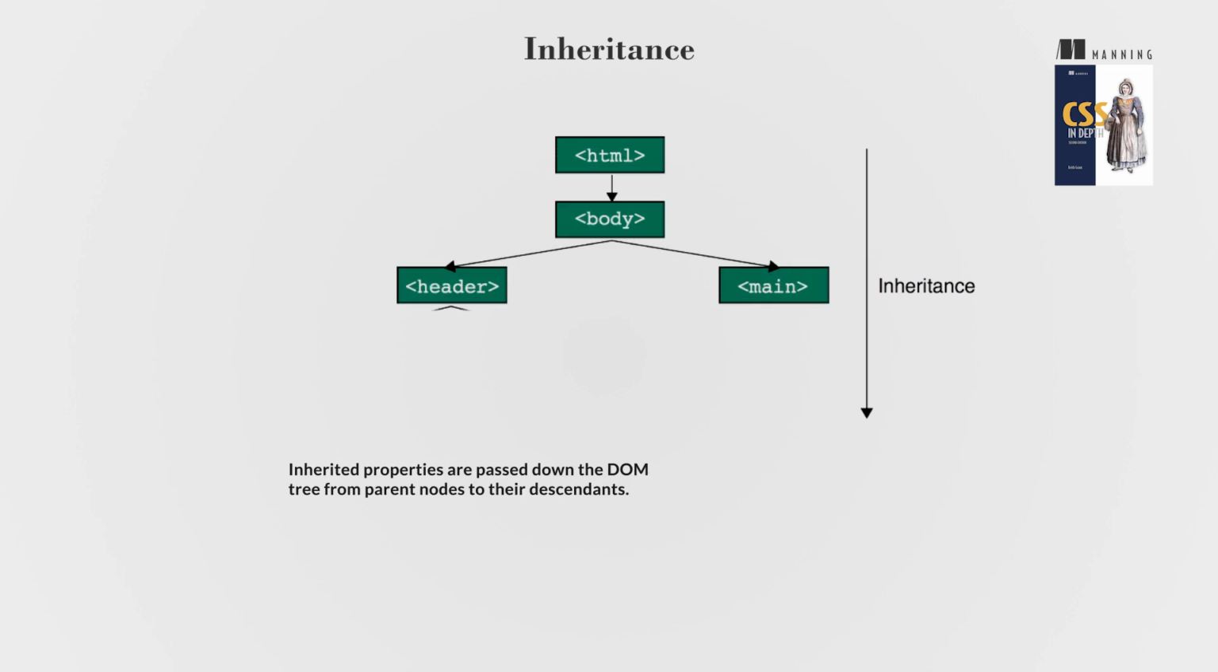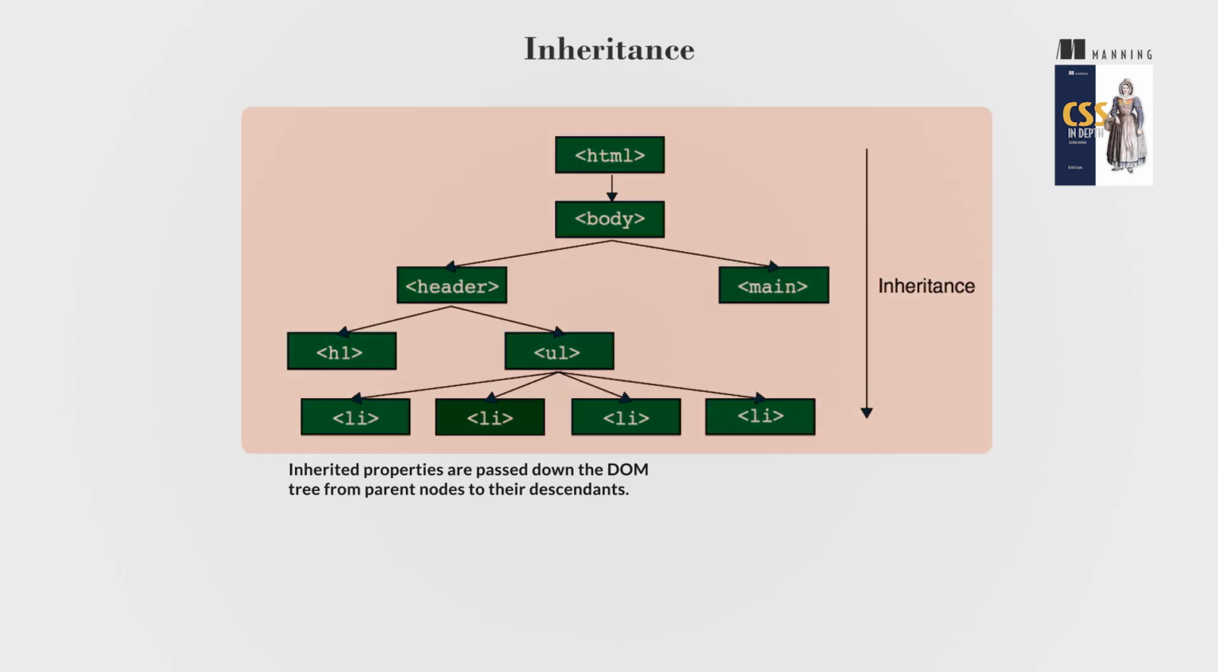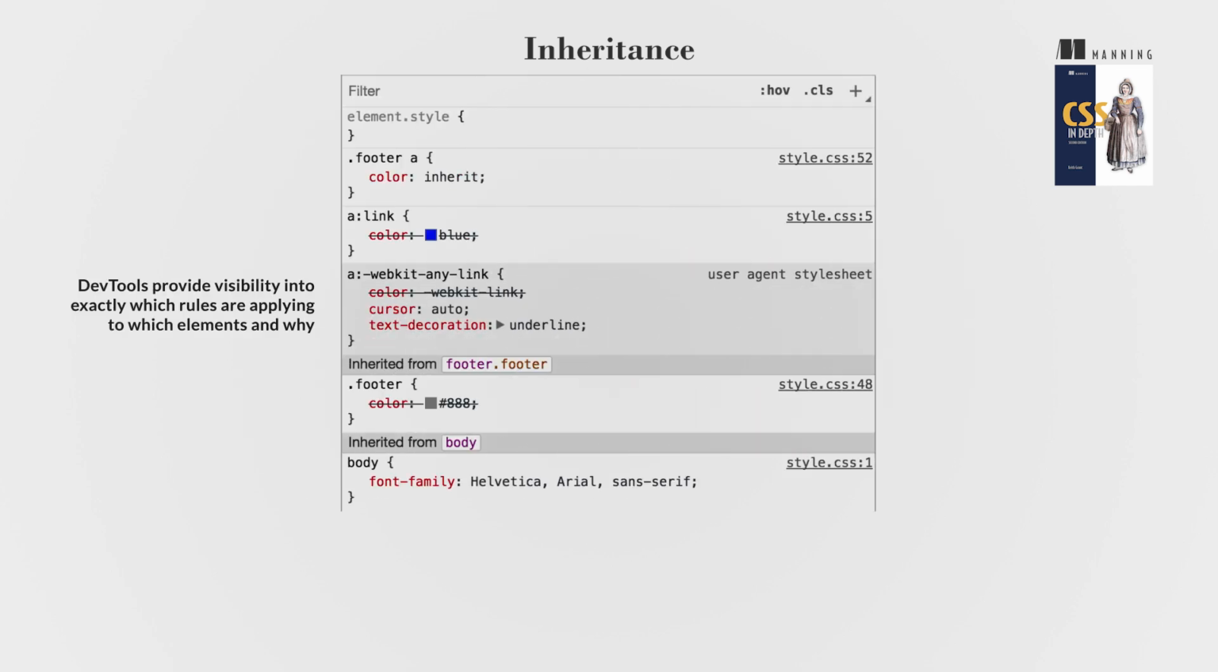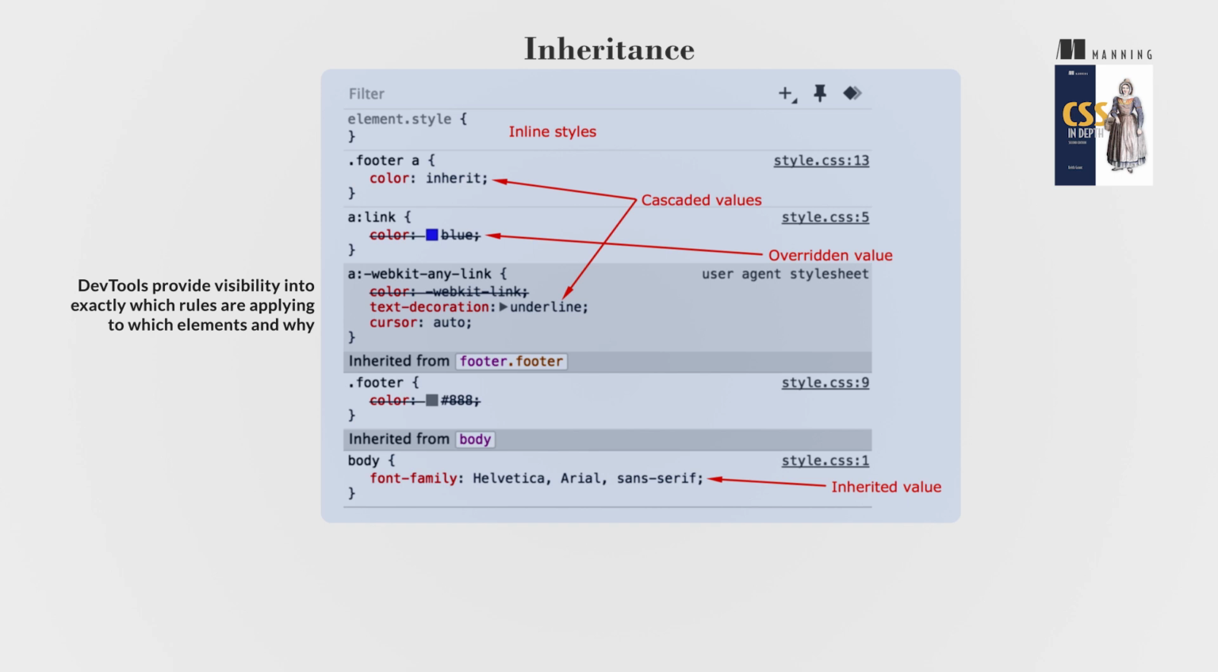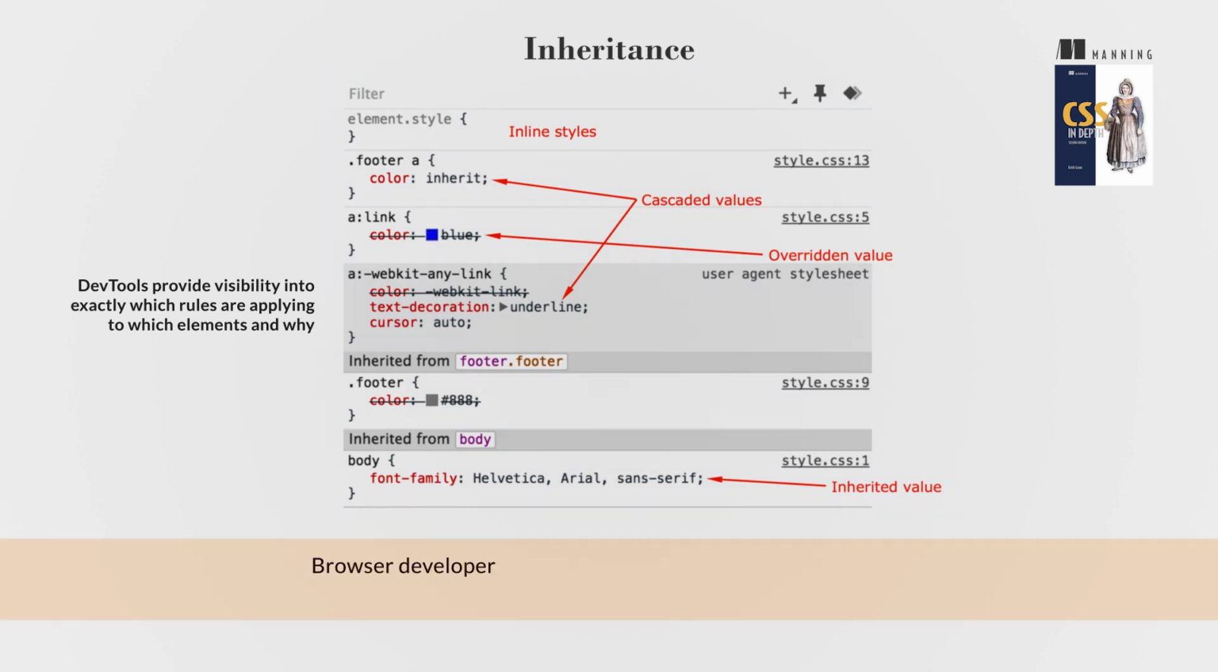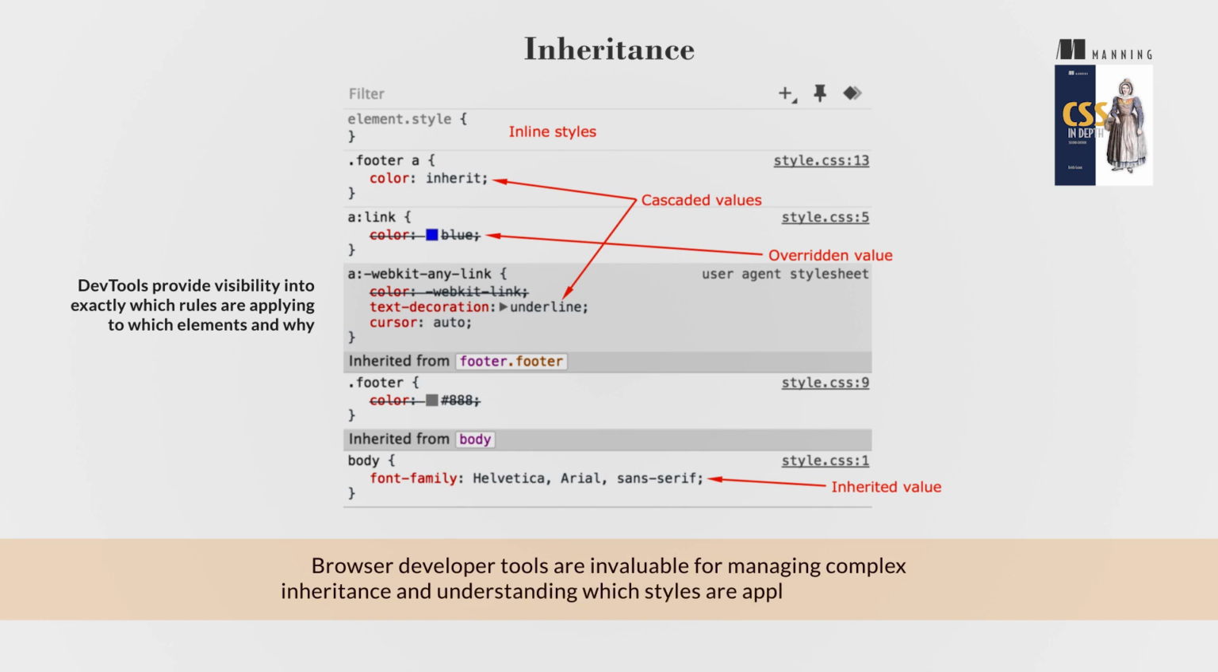Inheritance allows elements to receive styles from ancestor elements, simplifying styling by reducing redundancy. Not all properties are inherited, but many text-related properties are. Browser developer tools are invaluable for managing complex inheritance and understanding which styles are applied to elements.